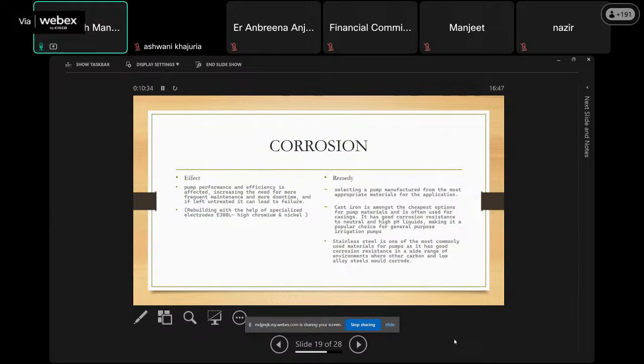Cast iron is the best and the cheapest pumping material, and it is often used for making casings of the pump. It has a good corrosion resistance for most of the liquids which are neutral and of high pH values, making it a popular choice for general purpose irrigation pumps. Stainless steel is also one of the most commonly used materials, but it is prohibitive as regards the cost component.